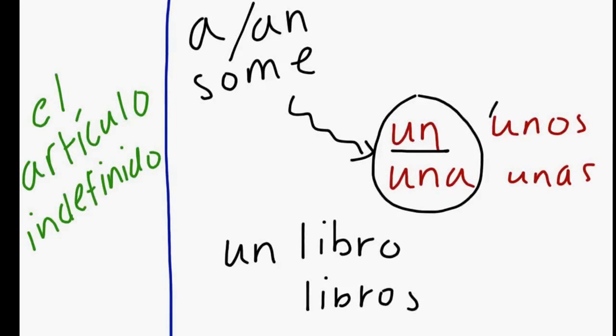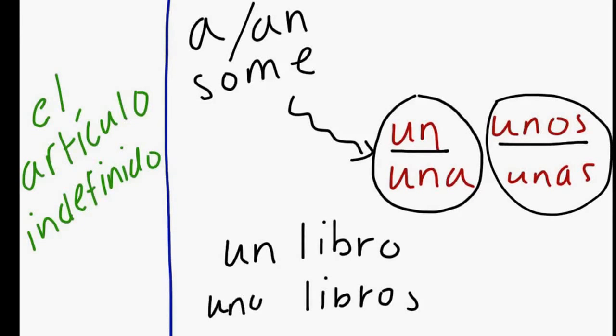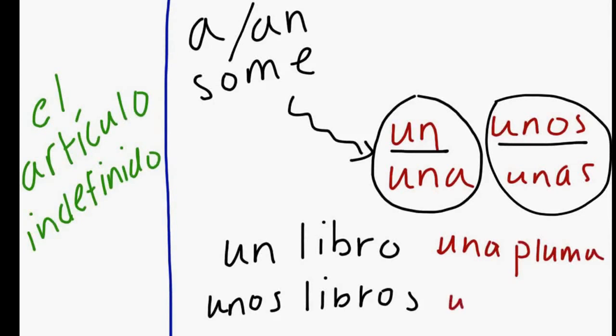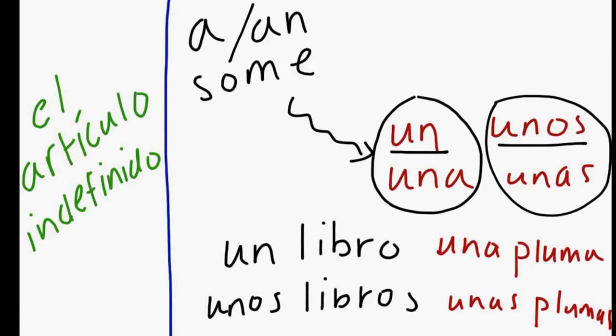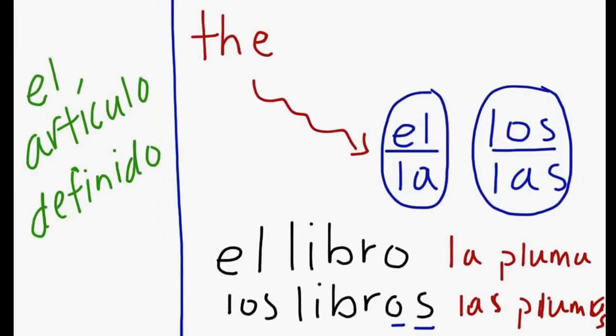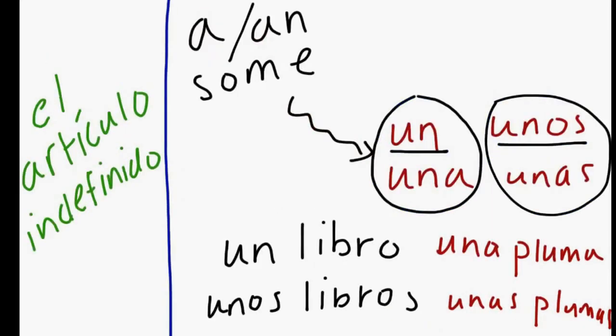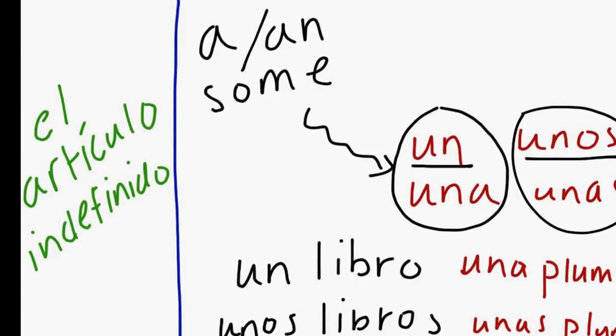Okay, and in the same way, if that was to be pluralized, some books, right? We would say, oh, it's plural, and it's masculine, so it's going to be unos libros. Same way with pluma, be una pluma o unas plumas. Okay, does that make sense? So that's the basic difference between the, el, la, los, or las, or a, an, or some. We'll get some more practice with that later. Okay, so those are the definite and indefinite articles.